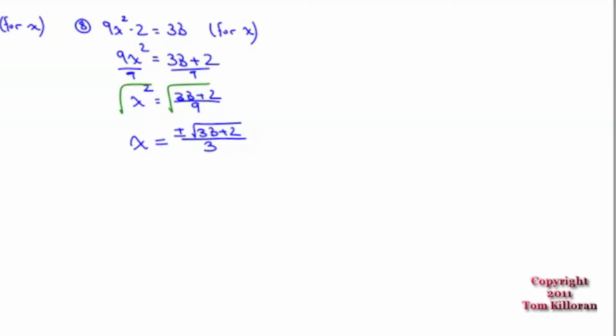This is probably the worst of the solve for a variable. A equals P parentheses 1 plus R all squared. And we're going to solve for R.